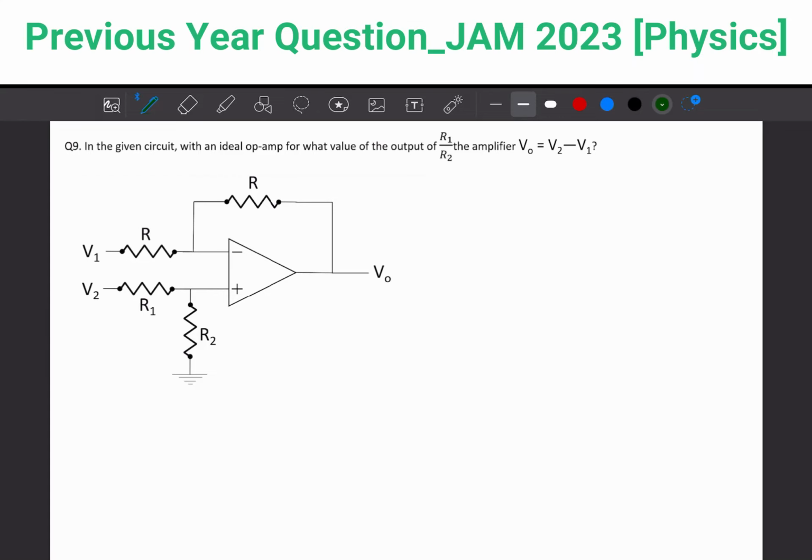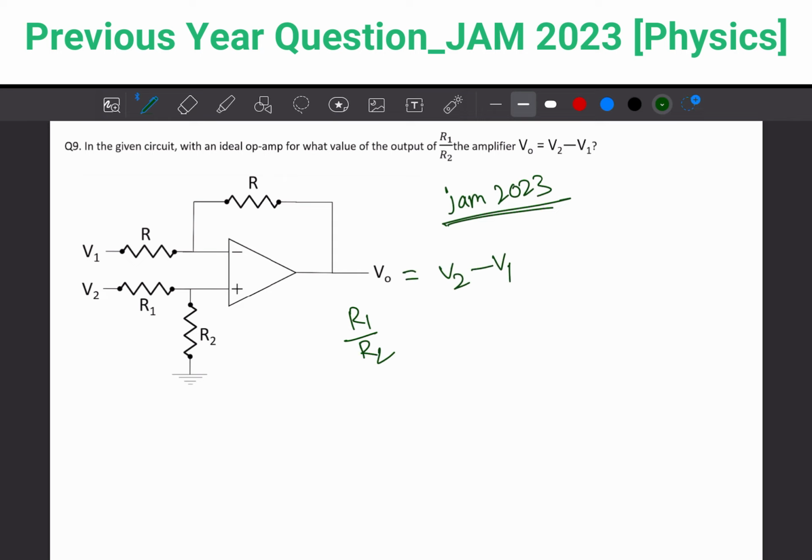So today we will solve a JAM previous year question. This question is from OPAMP. It's a differential amplifier. This question came in JAM 2023. Okay. So what do they ask? They ask the value of R1 by R2 such that V0 is equal to V2 minus V1.